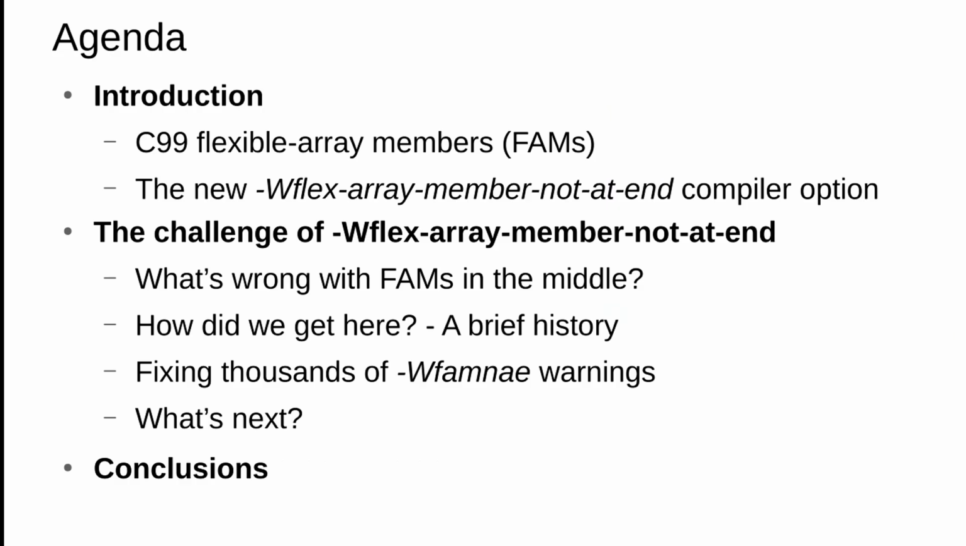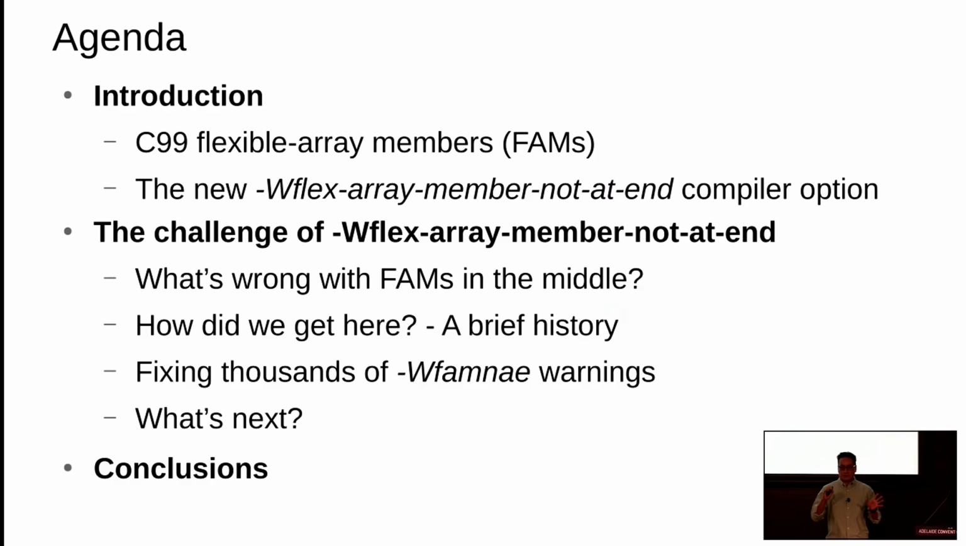Okay, this is the agenda for today. We're going to start with something very basic. We are going to explain what a flexible array member is, and how we use a flexible array member in the kernel. Then we are going to see what this compiler option is about. And of course, we are going to talk about a little bit of the history behind how we got ourselves into this problem, because now we have to fix thousands of these warnings. And at the end, I'm going to share a little bit about what is coming in the kernel hardening project, and of course, some conclusions.